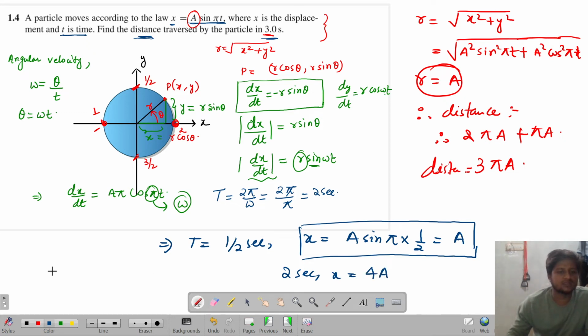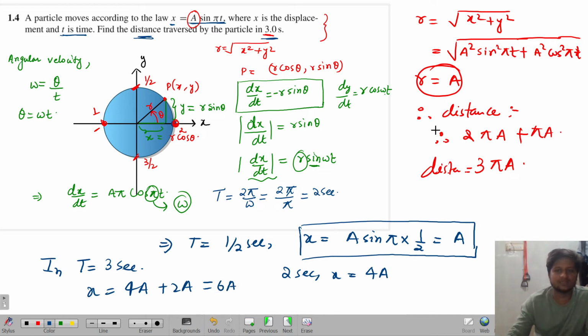And therefore, in total t equal to 6 seconds, sorry, 3 seconds, the distance traveled will be equal to how much? 4a plus 2a, and that is equal to 6a. Got it or not? So this conclusion is also correct, and this conclusion is also correct.